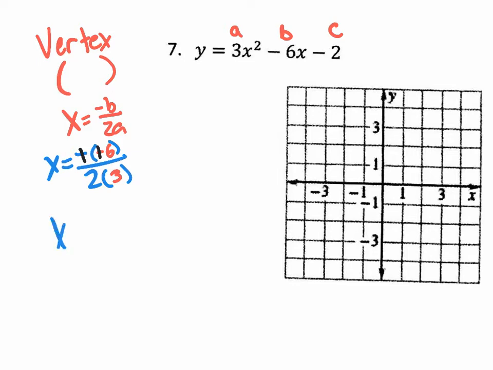And we really have x equals 6 over 2 times 3, which is 6. So what does x equal? 1. There you go. X equals 1. So the vertex x value is 1. Once you know the x value of the vertex and you want the y value, Derek, what do you do?